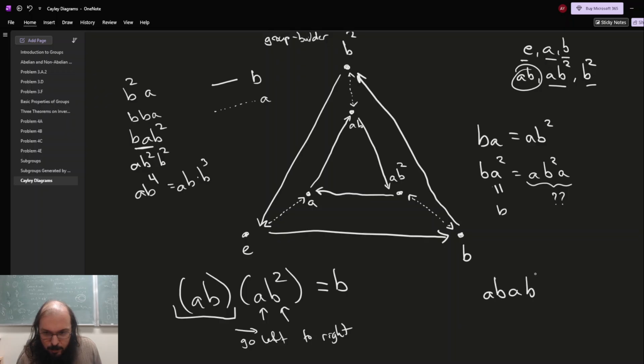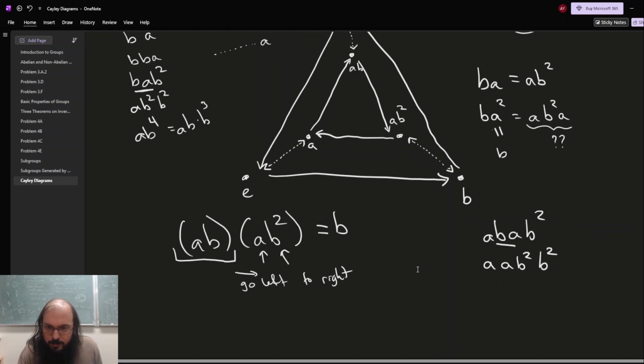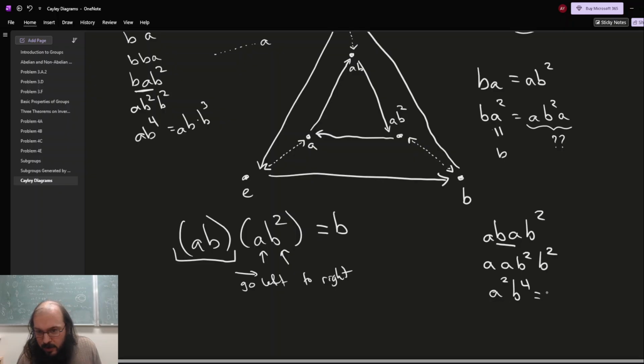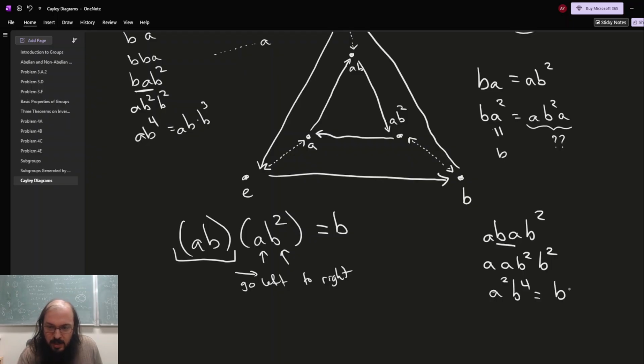ab squared. There is a ba in here. ba is equal to ab squared. So we have a times ab squared times b squared. This is collecting the terms: a squared times b to the 4, and a squared is e, and b to the third is e, which leaves a single b left.